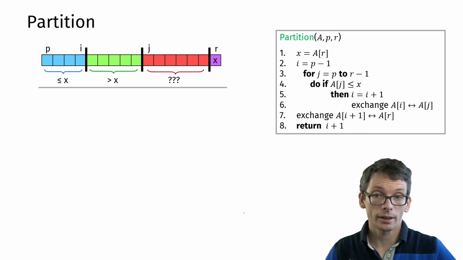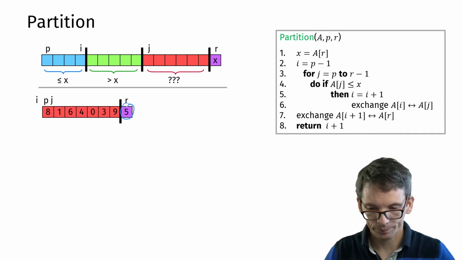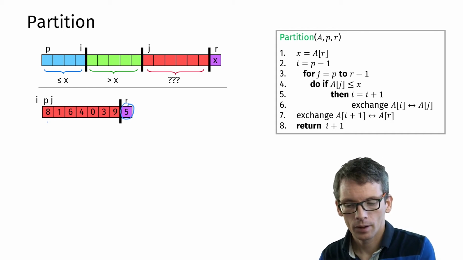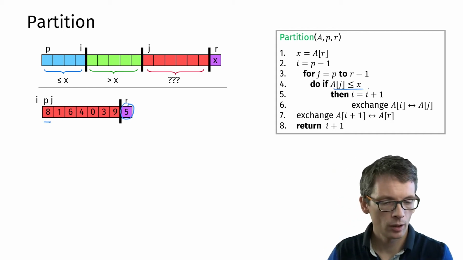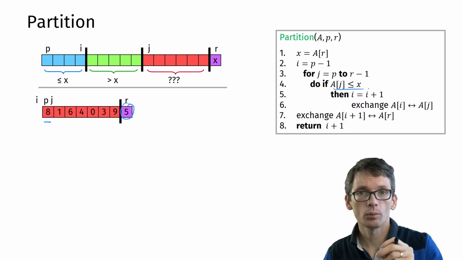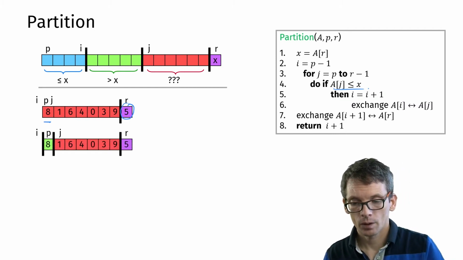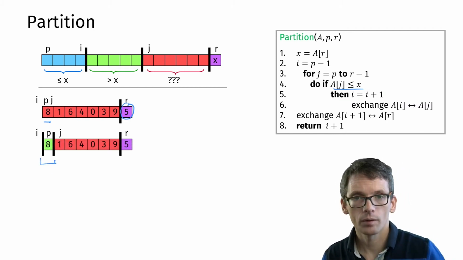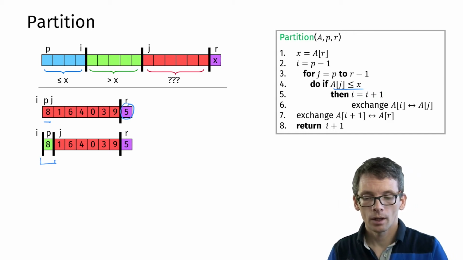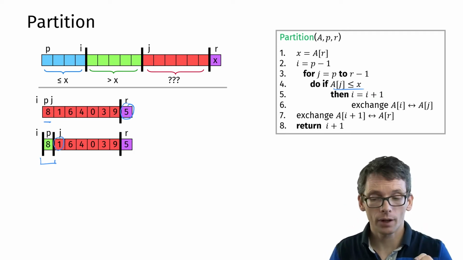Okay, let's do this by an example. If this is my input, so 5 is my pivot, what do I do? I compare my first element to 5. It is larger. What does that mean? I'm going to move j, but I'm not going to move i. Which means 8 is now in my green part, the blue part is still empty. Next, I'm going to look at the 1. The 1 is smaller than 5. What do I do?